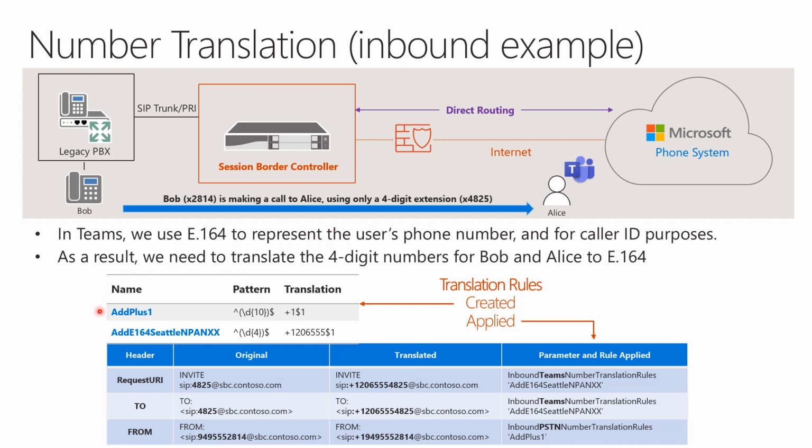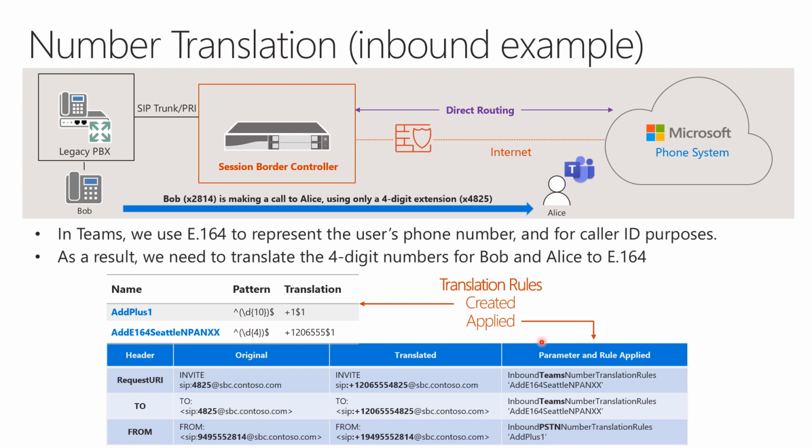First, I'm going to create 2 different translation rules here. The one translation rule is going to simply add the +1 into the environment. The second translation rule is going to add the Seattle NPA and NXX values, right? That's the area code and so forth. So you'll notice here, for this second one, when I see 4 digits, I'm going to prepend it with +1, 206, which is the area code, 555, which is the exchange, and then the $1, that's the variable for the 4 digits, right? So these are my translation rules that I've created.